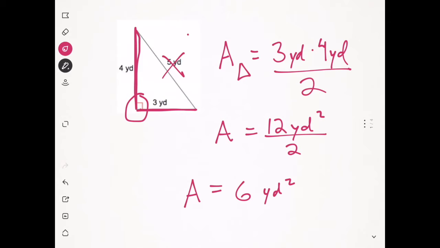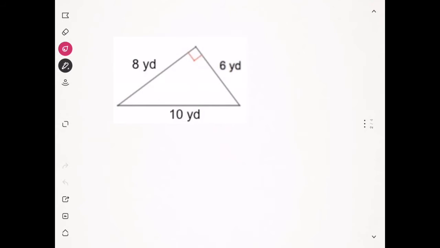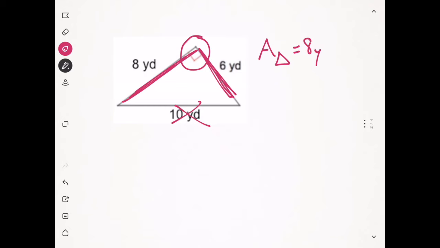Next example. Okay, once again, we identify the right angle, and that's going to connect your base and your height. The base isn't always going to be on the bottom, even though we think base, bottom, not in this particular instance. So this 10 yards, not necessary for the problem. So the area of our triangle, base 8 yards, times height 6 yards, divided by 2.